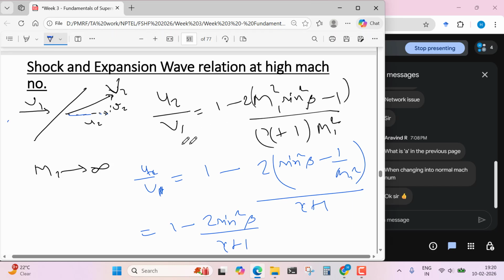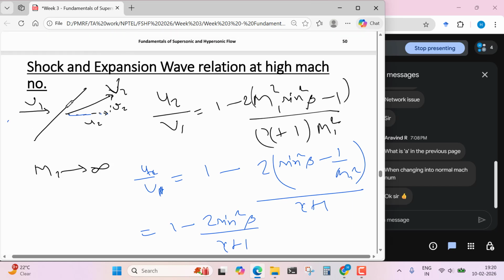So the first relation we will see: let's say there is one oblique shock, and v1 is the velocity upstream and v2 is the downstream velocity, and u2 is the velocity in the horizontal direction. Then u2 upon v1 is given by 1 minus 2 (m1 square sin square beta minus 1) upon (gamma plus 1) m1 square. We have not derived this relation, but you can derive it also.